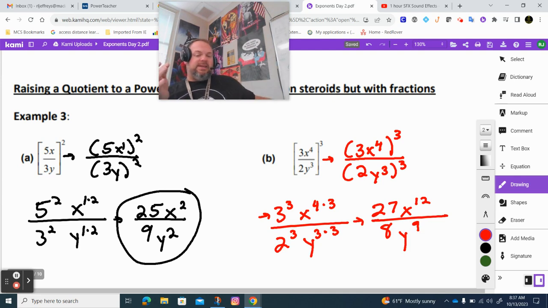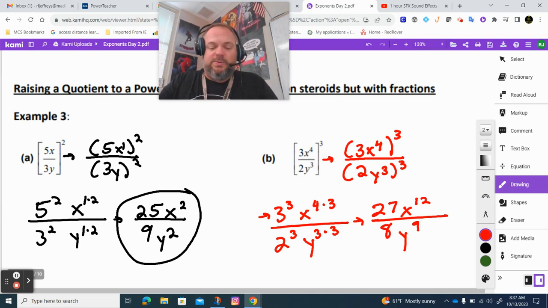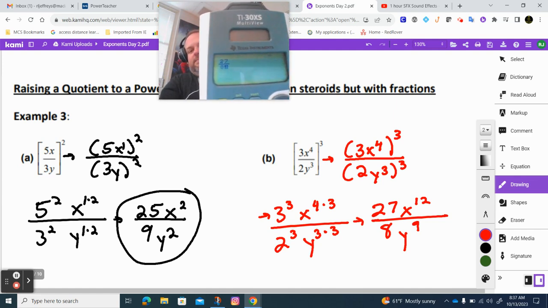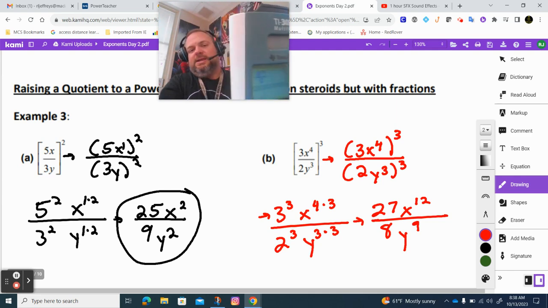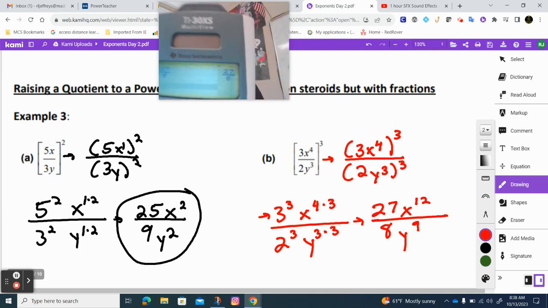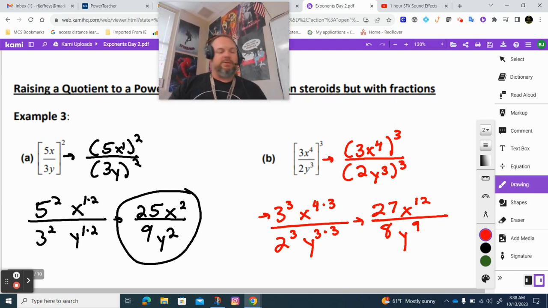Now, is there anything in common? There was nothing in common with 25 and 9. Is there anything in common with 27 and 8 that we could reduce down? Y'all know the easiest way to check that? Calculator. I would put 27 over 8 in my calculator. And if I get the same thing back, it's already reduced.